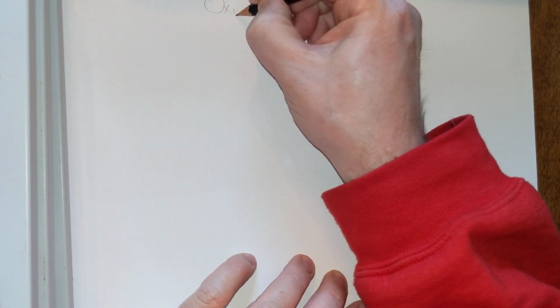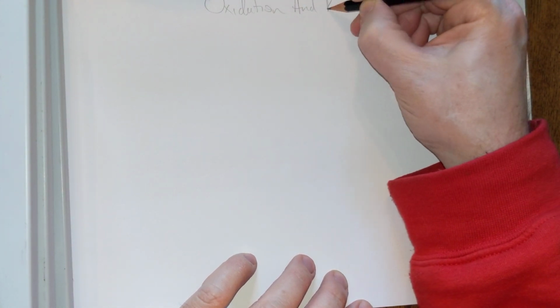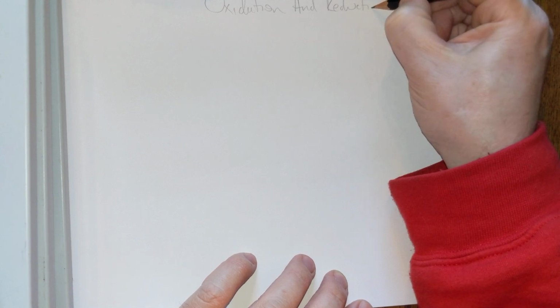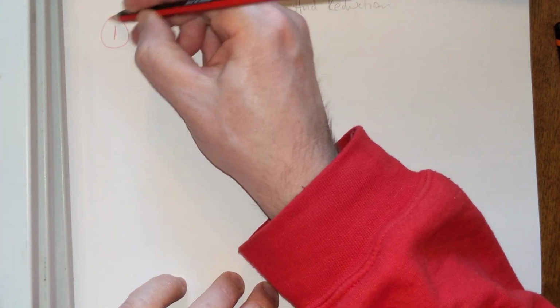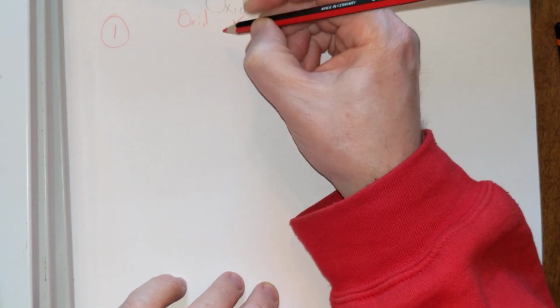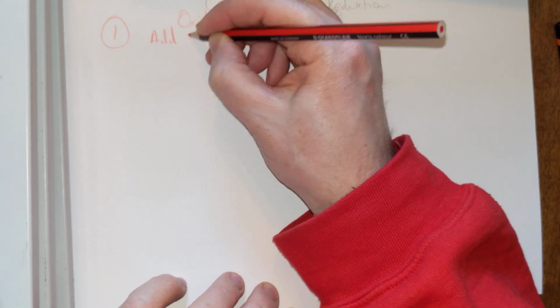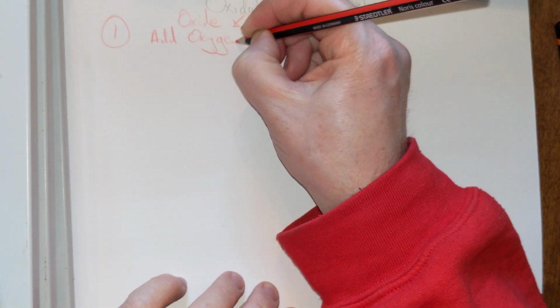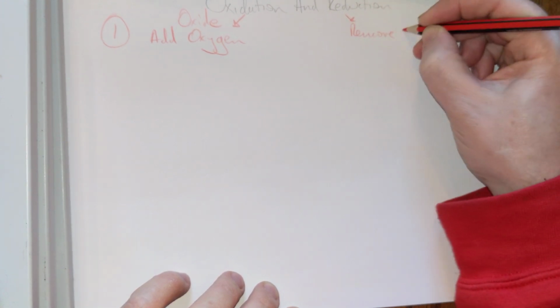Okay, hi guys. Today we are going to talk about oxidation and reduction. So, these are two terms you should know already, or at least have heard of. And I'll give you a quick reminder. Oxidation is when you form an oxide. You add oxygen. And reduction is where you remove oxygen.